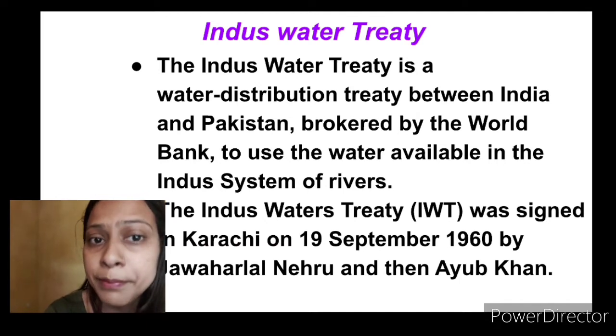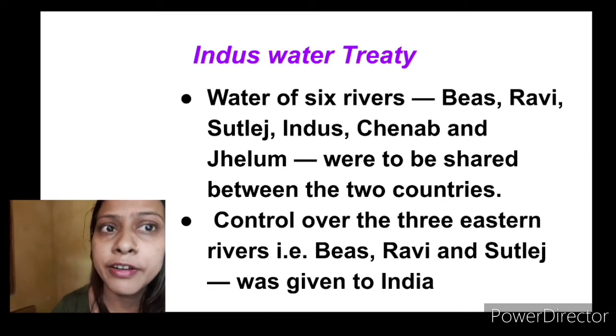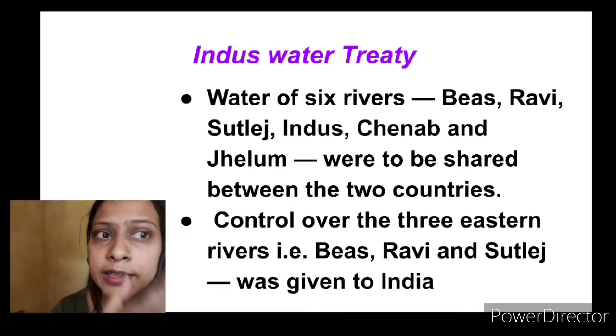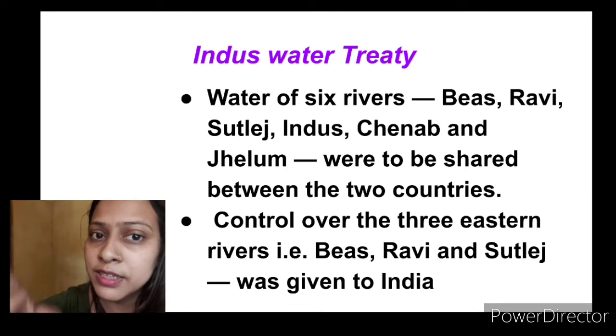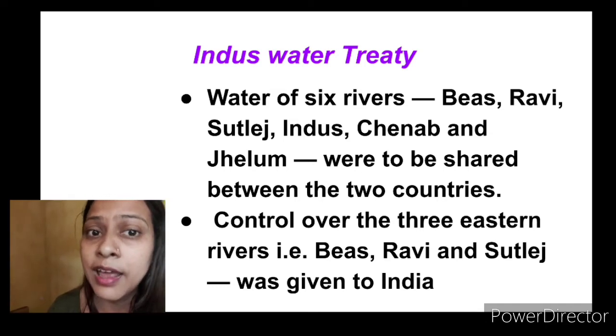It was signed in Karachi, which is a part of Pakistan now, on 19 September 1960 by Jawaharlal Nehru, then Prime Minister of India, and Ayub Khan, who was the President of Pakistan. According to this treaty, the water of the six rivers, that is Beas, Ravi, Satluj, Indus, Chenab, and Jhelum, was to be shared. Basically, Indus is the main river, and the others are tributaries of the Indus, which join the Indus River later on. So these six rivers were to be shared between the two countries, Pakistan and India.